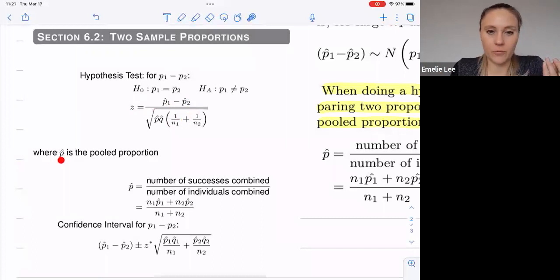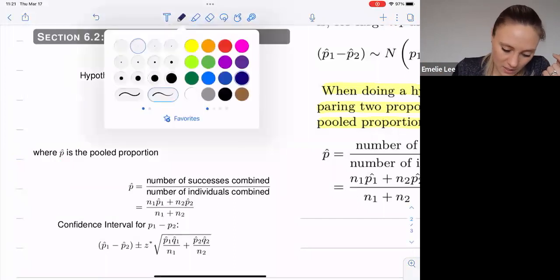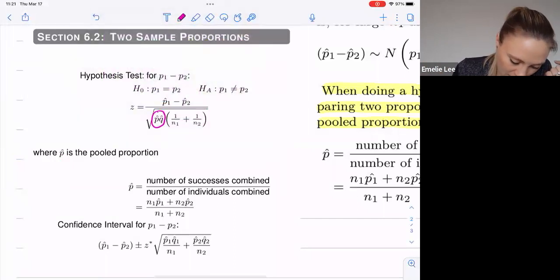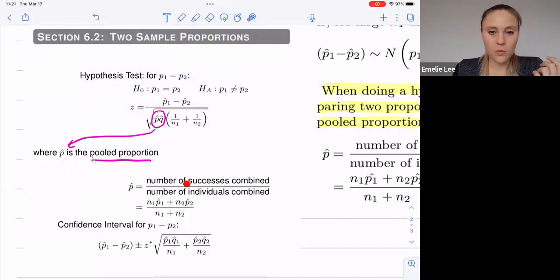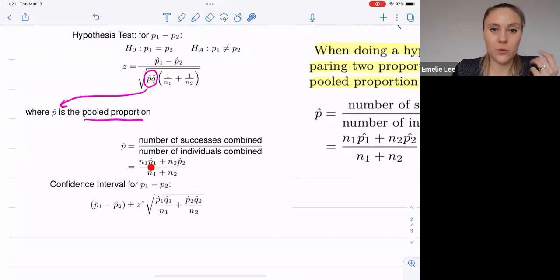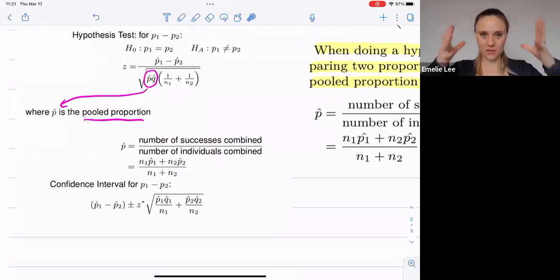And it even clarifies that this P hat Q hat is the pooled proportion, which you could either just figure out as the number of successes combined over the number of individuals combined, or if you prefer, if you only have the P hats, so P1 hat and P2 hat, then you could calculate the number of successes by multiplying them by their respective sample sizes, right? But that's a little bit more involved. Usually you just have the number of successes and the number of individuals and just combine them.